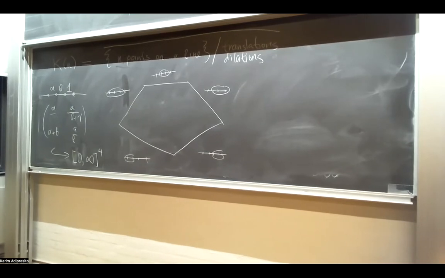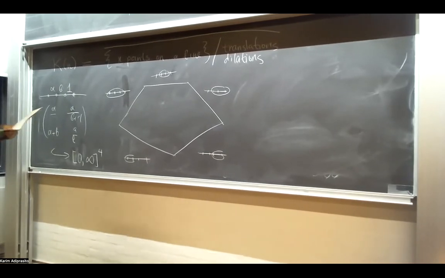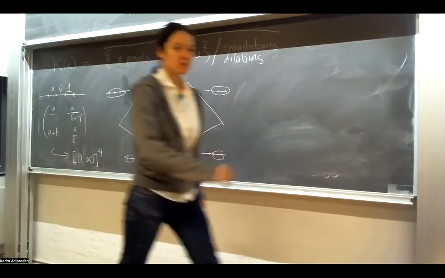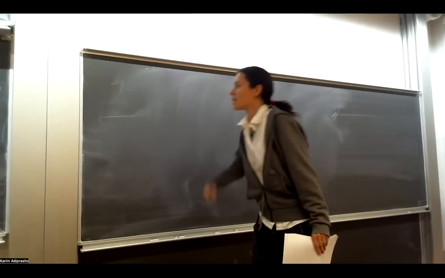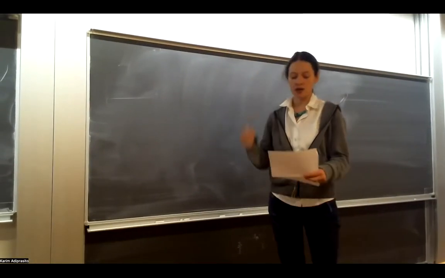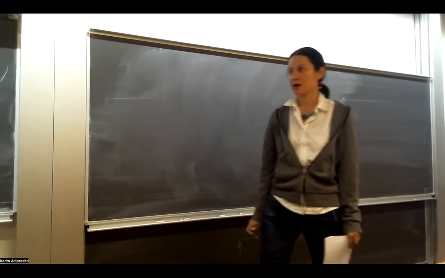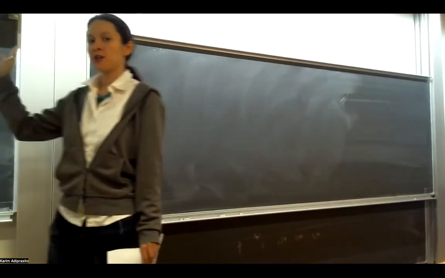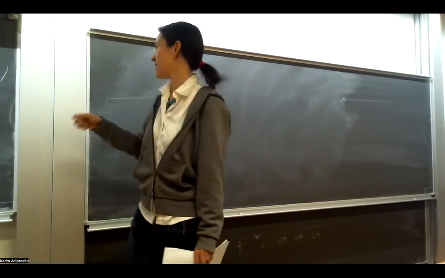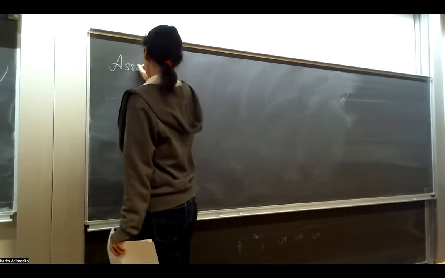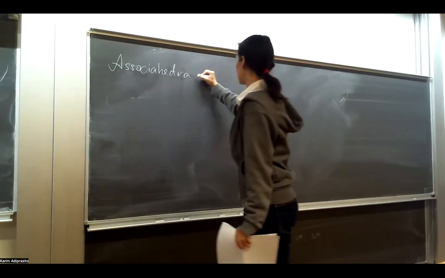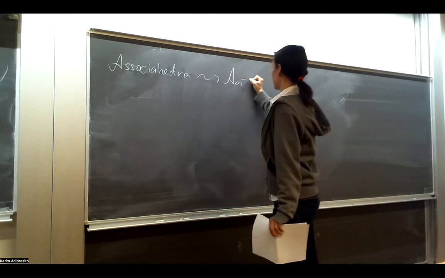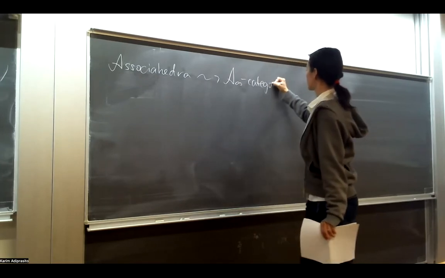Now, I said that we use associahedra to discuss A infinity algebras, but let me actually say that the algebraic objects controlled by associahedra are A infinity categories, not algebras.